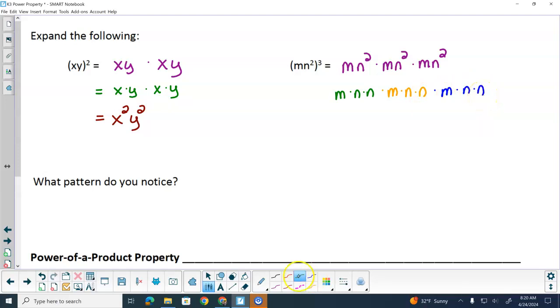Okay? So you asked her, how many total m's do we have? 3 of them. So that's going to be m to the 3rd power. How many total n's? 6 of them. So that's going to be n to the 6th power. Using our power to a power property that is literally right above it, now let's go to the power to a product property. Anybody notice a pattern?